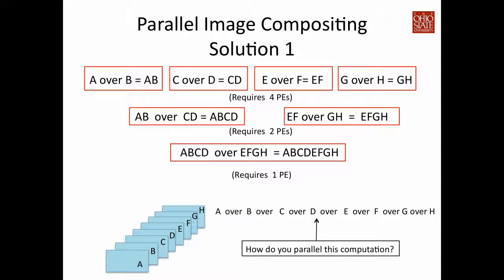So this is actually one implementation of parallel image compositing. In the first stage, I use 4 processors to get 4 partially blended results. In the second stage, I use 2 processors. And in the final stage, I use 1 processor. I need 3 stages, which is the logarithm of the number of images, that is 8. That's the number of stages I will need to perform this parallel image compositing.